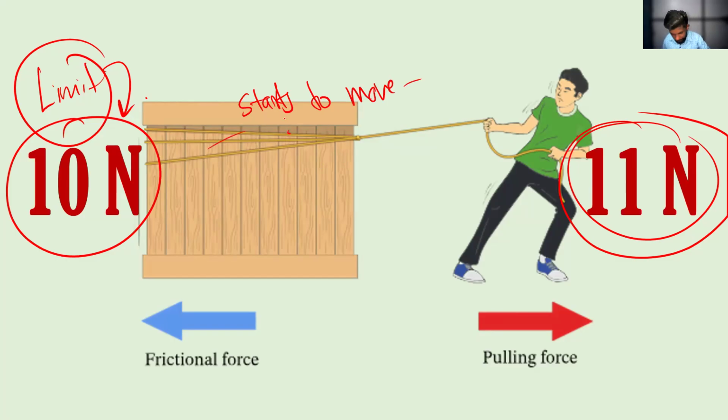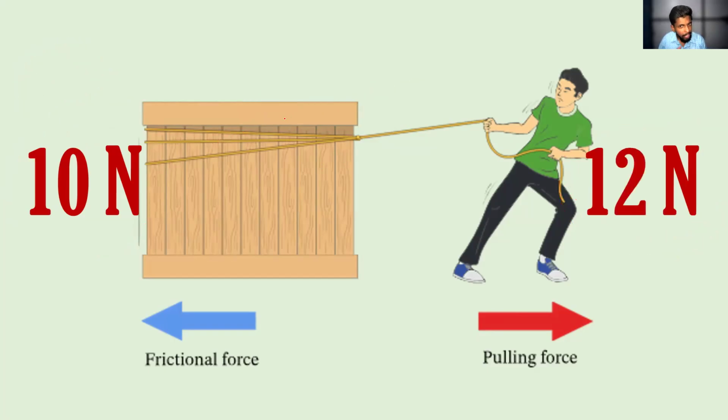Now, 12 Newton. If I'm applying 12 Newton, the same story will happen. 12 Newton is on the right-hand side, but on the left-hand side the frictional force is 10. The frictional force has a limit up to 10. So now the object will start to move.